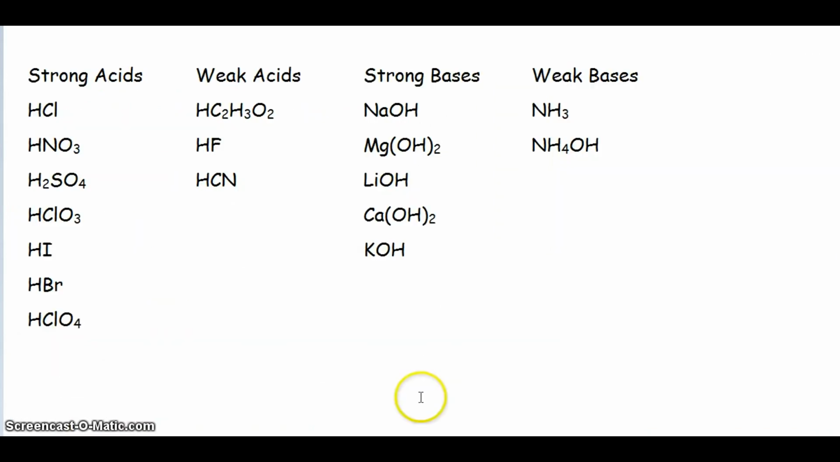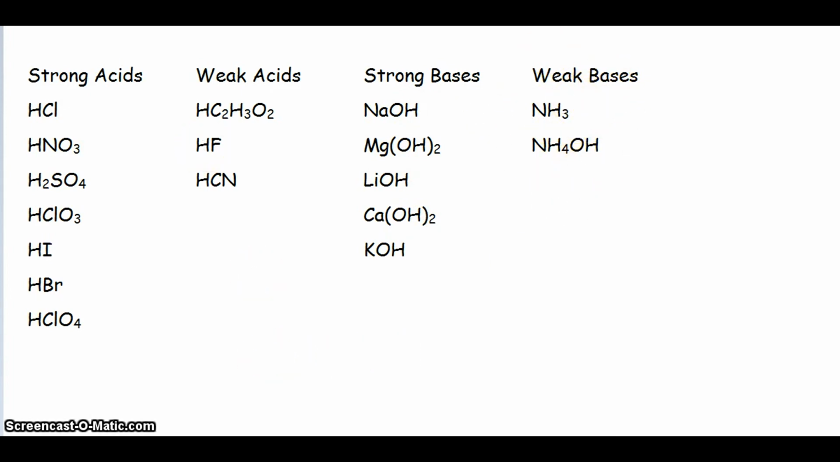Now here is a list of various strong acids. You have hydrochloric acid, nitric acid, sulfuric acid. Those are the common ones, and you have some weak acids here. That's acetic acid. I'll talk about that in class quite a bit. That's in vinegar. You've got your strong bases here. Basically any of your alkali or alkaline earth metals paired with hydroxide, there's some more there, will be considered a strong base and dissociate completely. And then here's ammonia and ammonium hydroxide. Those are weak bases.